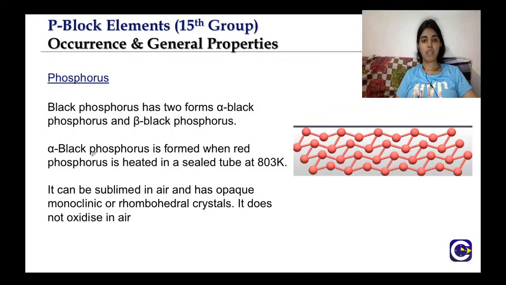Black phosphorus has two forms, alpha black phosphorus and beta black phosphorus. Alpha black phosphorus is formed when red phosphorus is heated up to 803 Kelvin. So if we heat white phosphorus, it converts into red phosphorus. Then if we heat red phosphorus, it converts into black phosphorus.